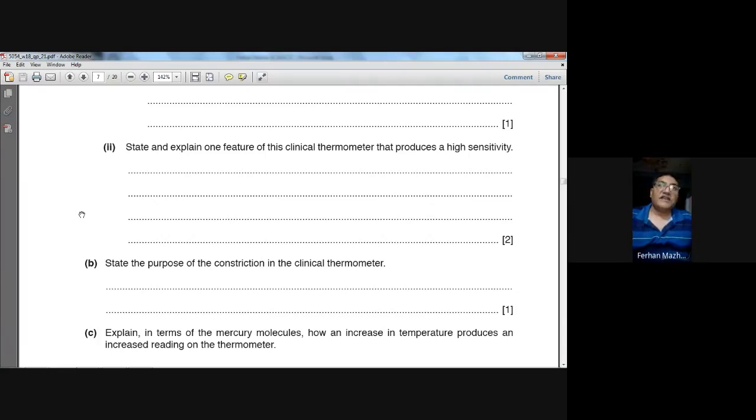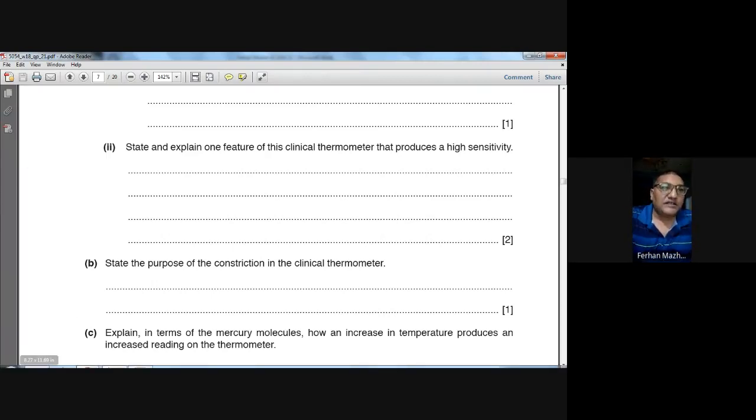Another way of making a thermometer more sensitive is to use another liquid instead of mercury, whose expansion is more as compared to mercury. So the same temperature will produce a larger expansion in that liquid, and the liquid will move a longer distance for the same rise of temperature. So it will make it more sensitive.